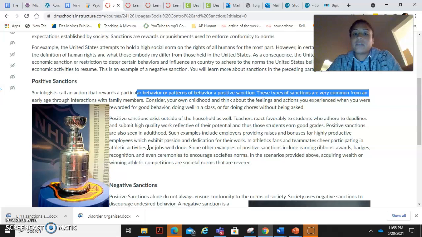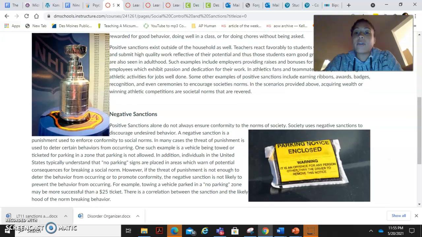Some other examples of positive sanctions include earning ribbons, rewards, badges, recognitions, cookies, high fives, hugs, phone time, and even ceremonies to encourage society's norms. In the scenario provided above, acquiring wealth or winning athletic competitions are societal norms that are revered.